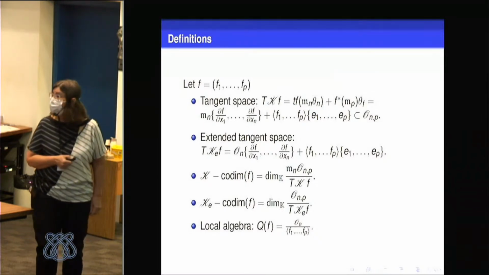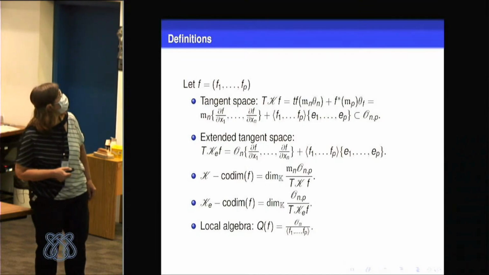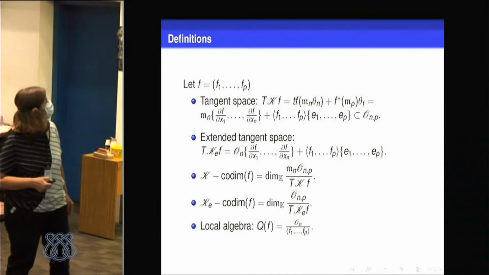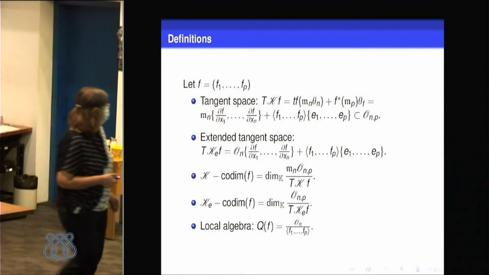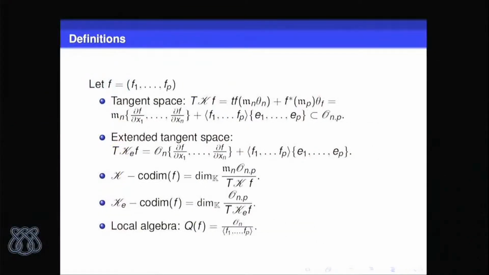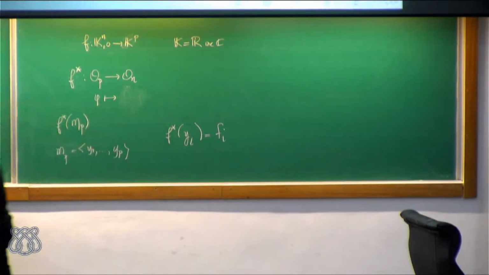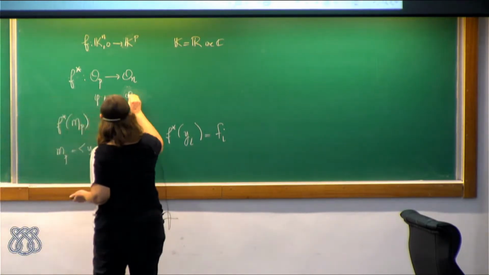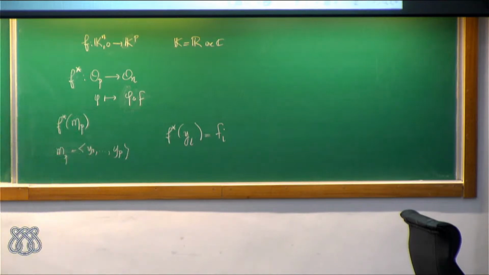Also, here. Okay. Sorry. Sorry. I'm so sorry. Okay. Thank you. Sorry. C^n to C^p. Okay, thank you. Sorry.